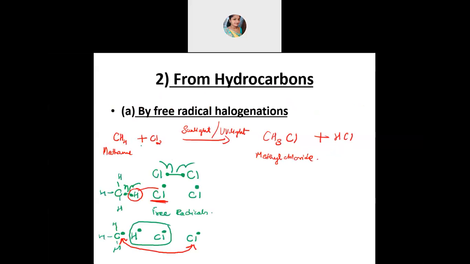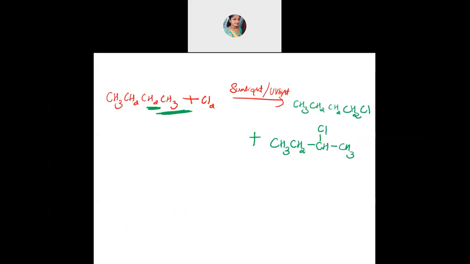That free radical will go and attack, and then they give rise to methyl chloride plus HCl. So similarly over here, you take butane. This is butane as a product. So butane, when made to react with Cl, there will be another product also, two molecules of HCl. Because we have removed H from here and H from here, no?